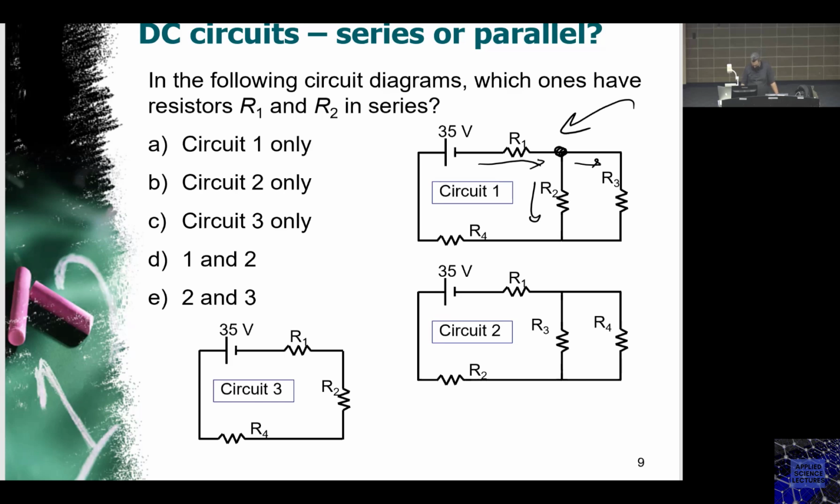Are they in parallel? No, they are not in parallel because they only share one terminal. They don't share both terminals. If they share both terminals, then they have the same potential difference across. So R1 and R2, they're neither in series nor in parallel, whatever way you try to look at it.